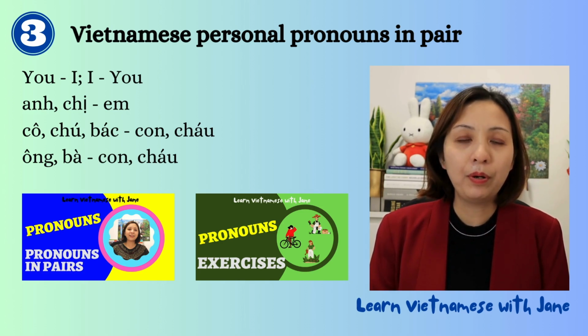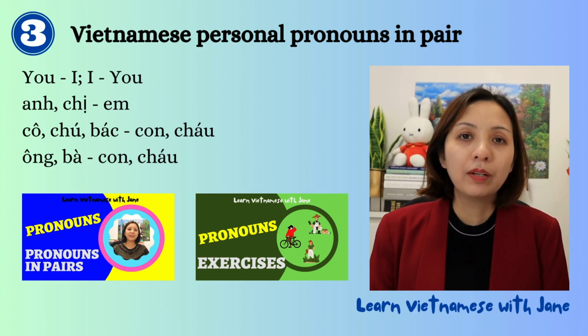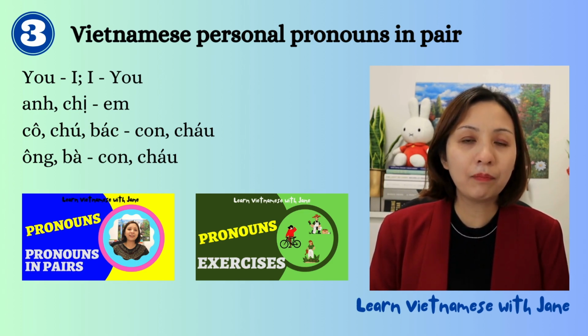For example, anh, chị will go with em. Cô, chú, bác will go with con or cháu. Ông, bà will go with con or cháu. So have a look at the video personal pronouns in pairs to learn all about them.